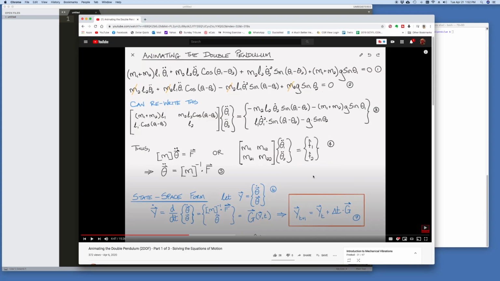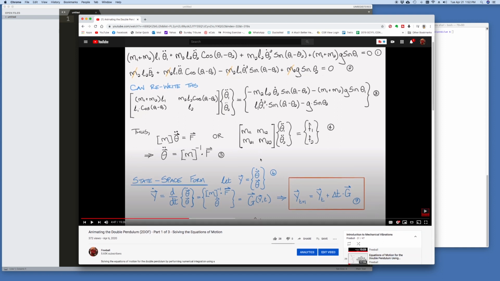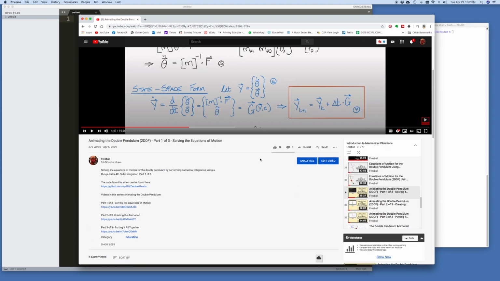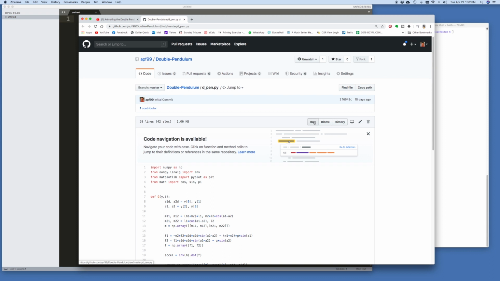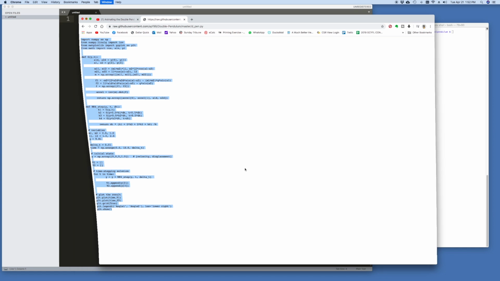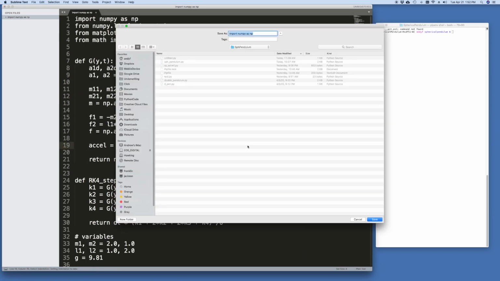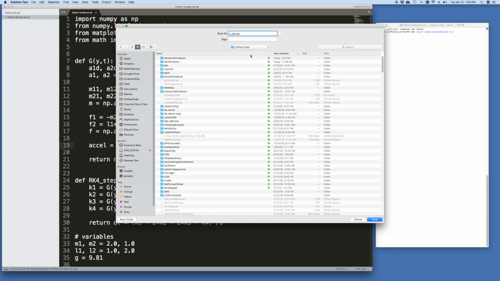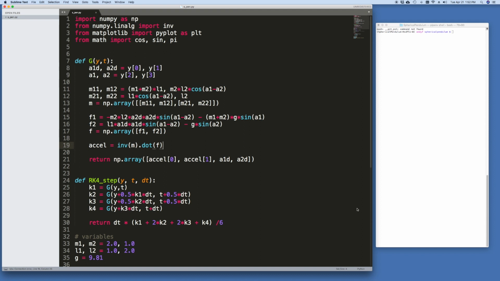In order to animate the spherical pendulum, I'm going to borrow the code that we produced in the double pendulum animation. Here is that video. A link appears above, and I'll also put a link in the description below the video. If I click on this link, it takes us to the GitHub repository. All I want to do is take this raw code, copy it, and paste it into a new document. I'm then going to save this new document as spherical pendulum.py, in a new environment where I've installed NumPy and Pygame and Matplotlib.